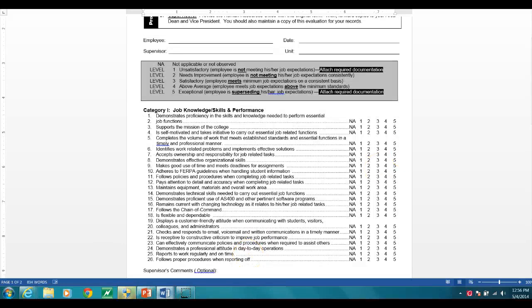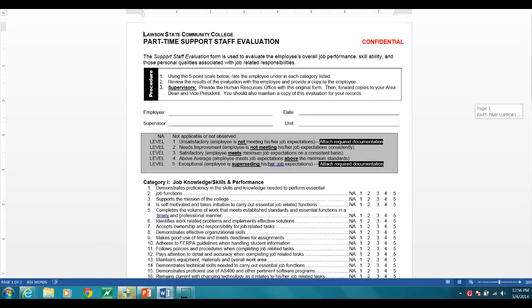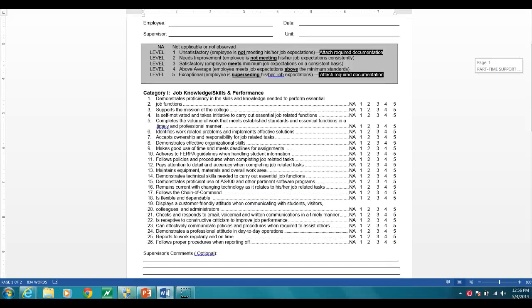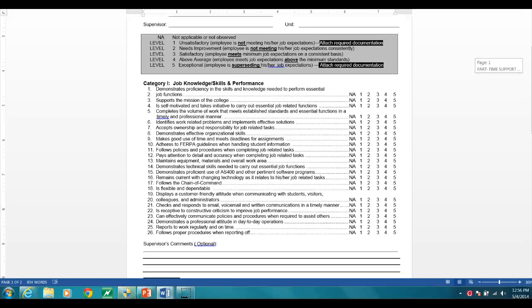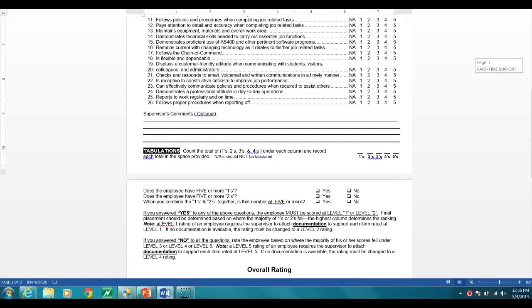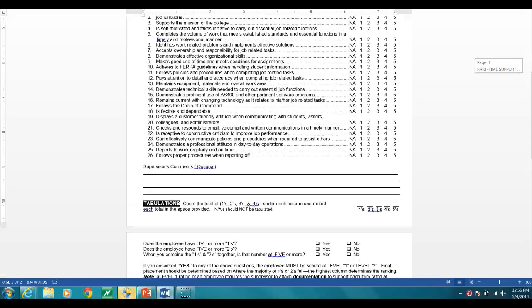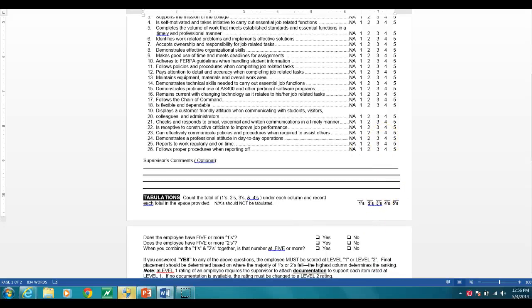Here is a part-time staff evaluation. Again, the only difference between the support staff evaluation for part-time and full-time is the length. So I just want to do this one for the sake of time. You can see the same type of setup. They're being ranked on particular categories. This one's just a shorter version. You tally those rankings.